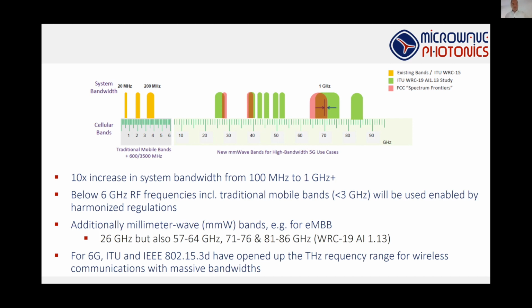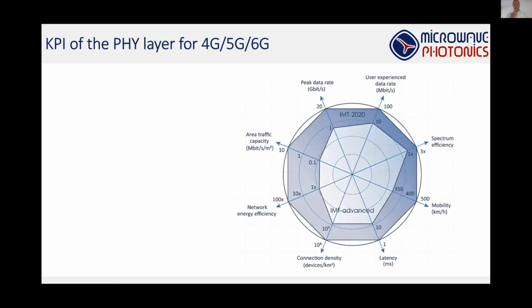For 6G, the terahertz frequency range has already been opened up by two international organizations, ITU and IEEE. Both have opened up the terahertz range for wireless communications and for extreme bandwidth. So here we are targeting extreme bandwidths, and I'll come to that in a second.